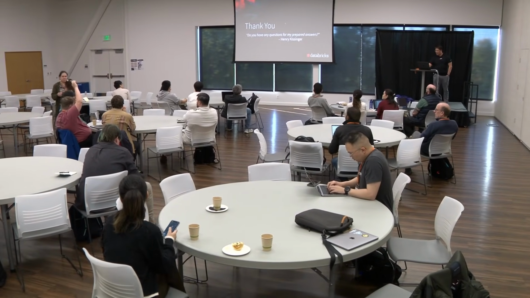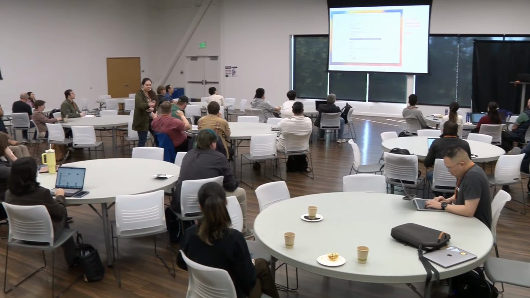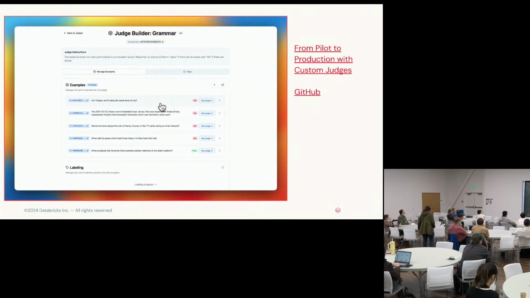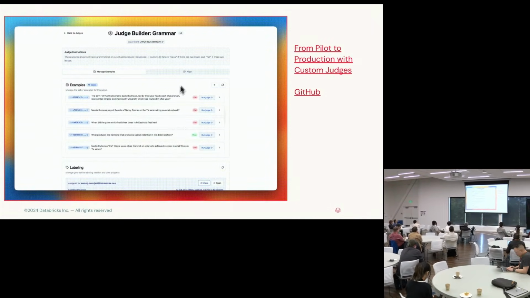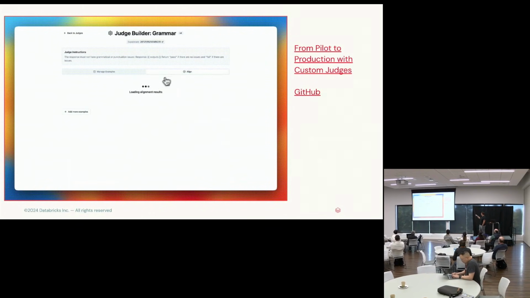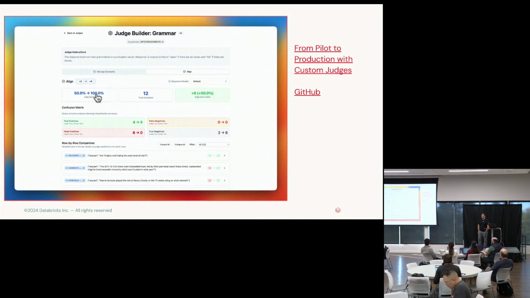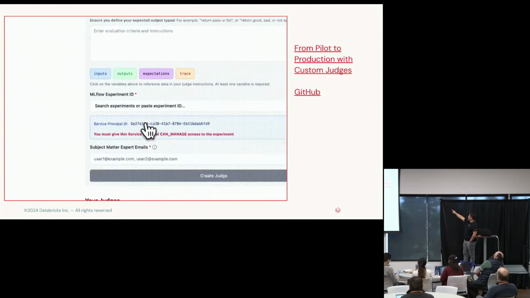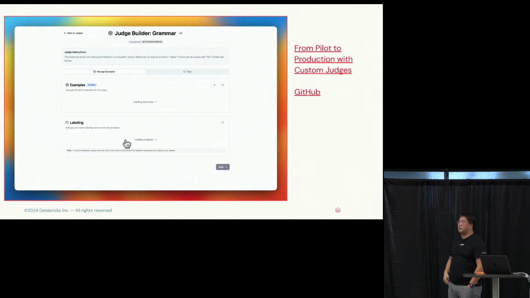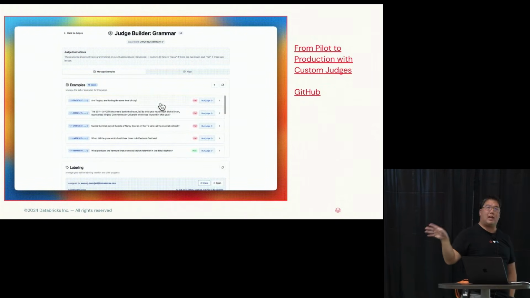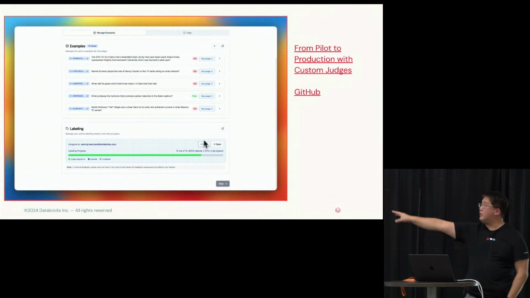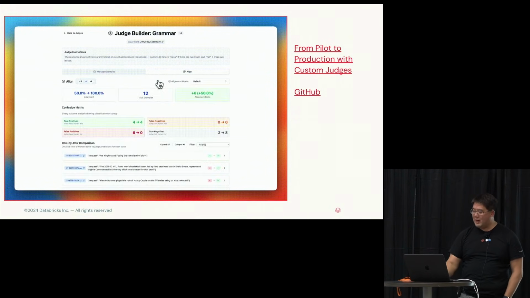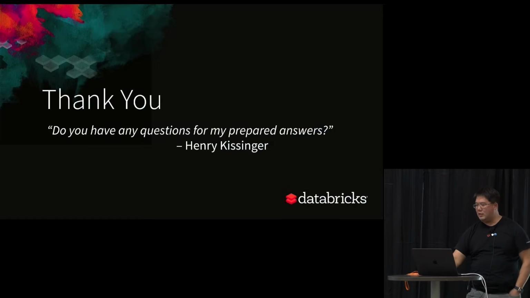Oh, sorry. I did forget to call this out. We released this this week as well. To make it easier for you, you don't actually have to do anything I just showed you if you didn't want to. You can download the Judge Builder. So that's free. It's on GitHub. Look for "From Pilot to Production with Custom Judges". I'll send the slides out anyway. You can do everything I just said, but within this very simplified UI. So I did forget to call that out. I'll leave that up, and now it's Q&A time, so you guys can play with it.